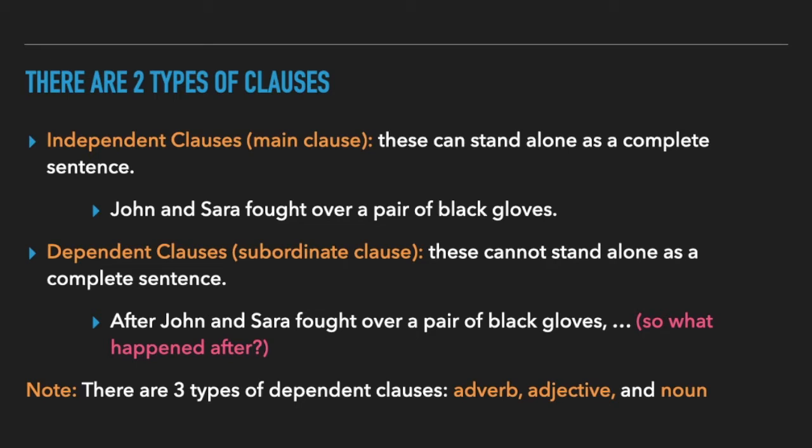So this begs us to ask the question, well, okay, so what happened after they fought over the pair of black gloves? So the sentence is no longer complete, so now we have to add more to the sentence to complete it. So that's one example of a dependent clause. And so I want to add a quick note. You can even break this down further, and you can learn about the different types of dependent clauses. And so there are 3 types of dependent clauses, and those include adverb clauses, adjective clauses, and noun clauses.